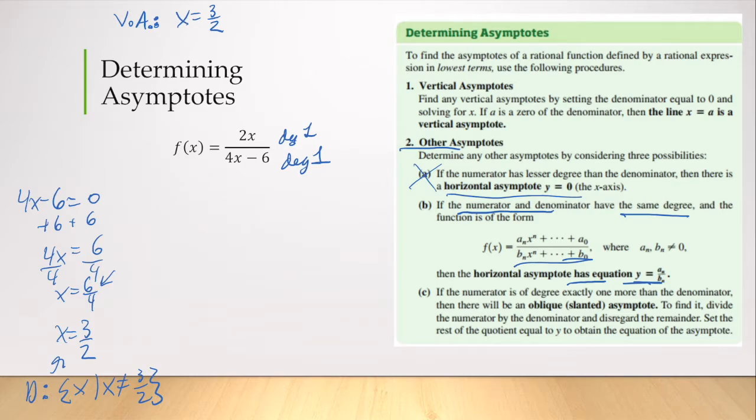So I've got 2/4. So I have y equals 2/4, which we want to simplify to a half, right? We always simplify our fractions. So I have a horizontal asymptote now not at y equals 0, woohoo, actually at y equals 1/2. That's the line my graph will never cross.